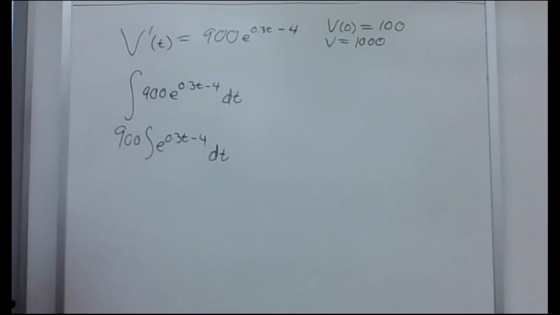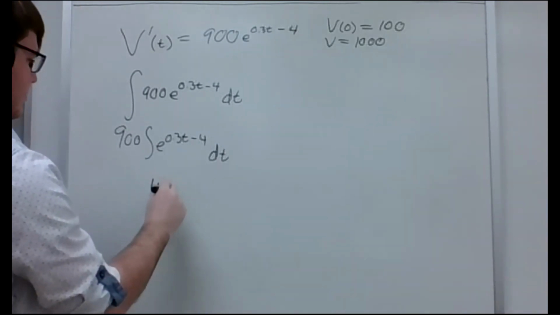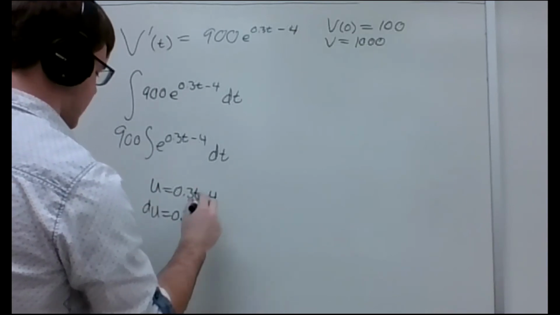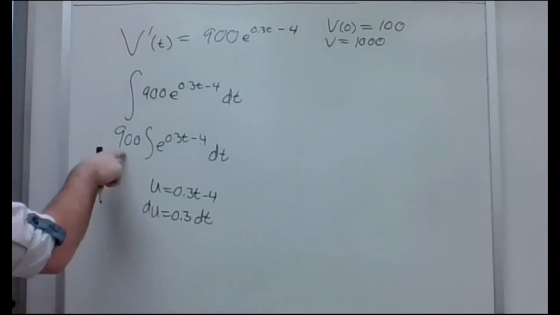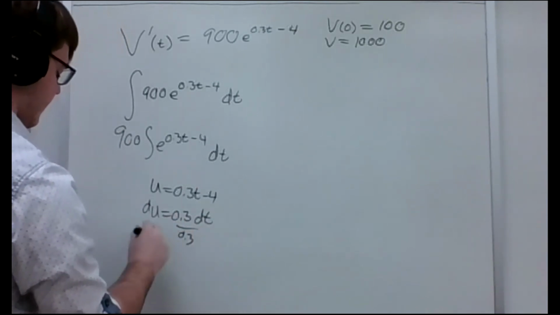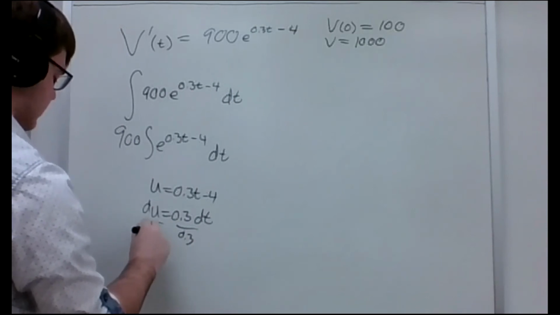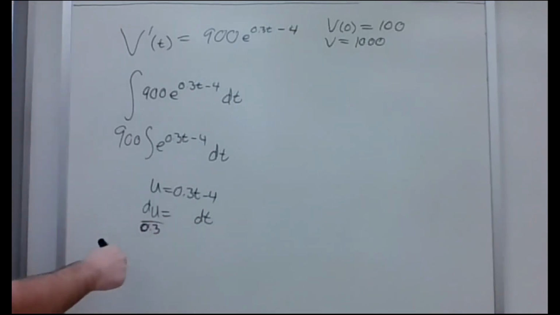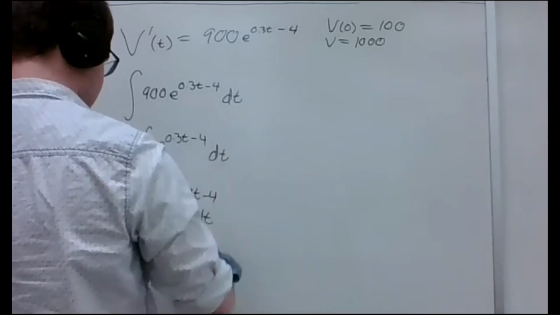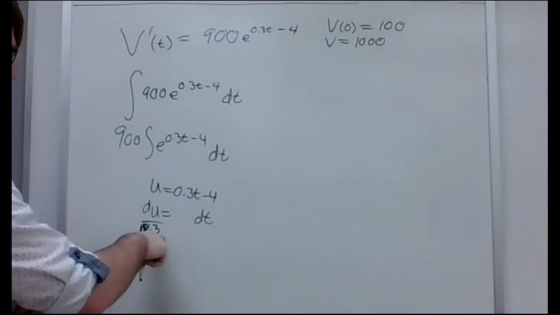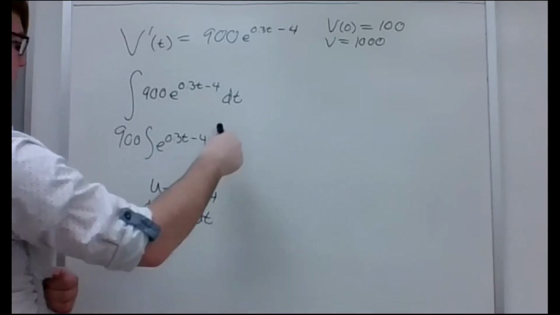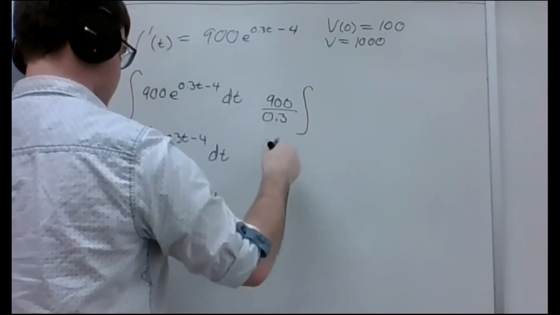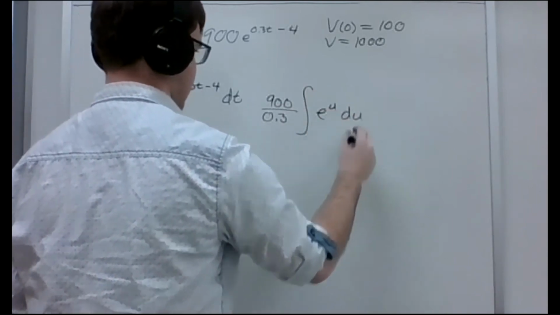And this is a very simple u substitution problem. You just say u is equal to 0.3t minus 4. du is equal to 0.3 dt. So then we've got to pull the 0.3 out, so we can substitute out this dt for this du. Does it make sense what we're going to do for this next step? Yep. All right. So we're going to get 900 divided by 0.3 times the integral of e to the u du.